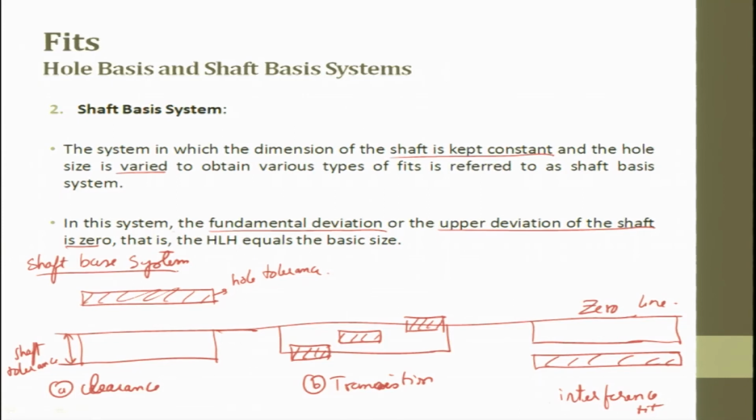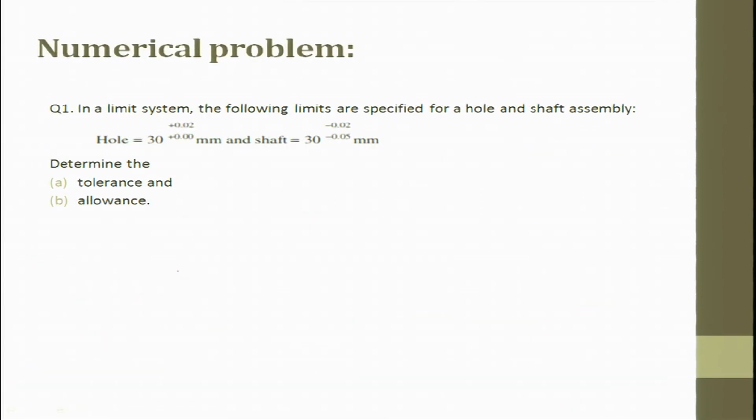Now we will see some of the problems to be solved. Let us try a numerical problem with whatever we have covered till now. In a limit system, the following limits are specified for a hole and a shaft. The hole limits are given and the shaft limits are given. They have asked us to find the tolerance and the allowance. Let us first figure out the tolerance.